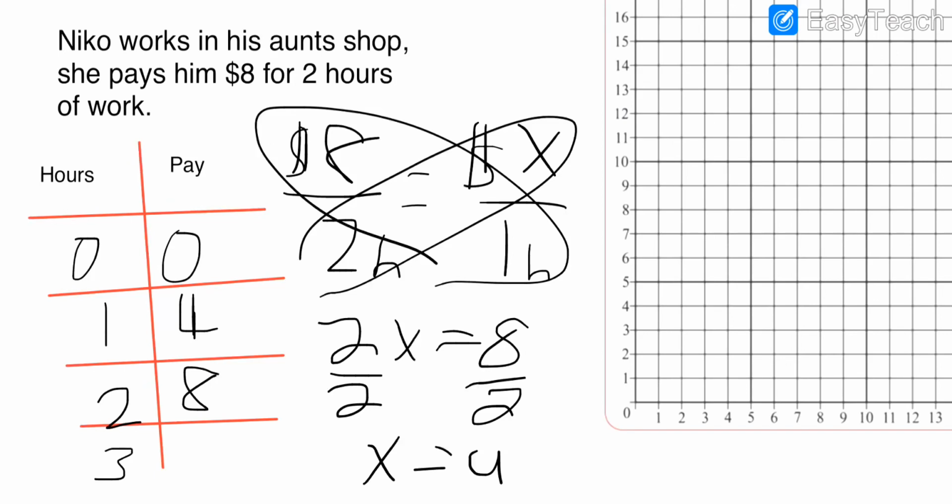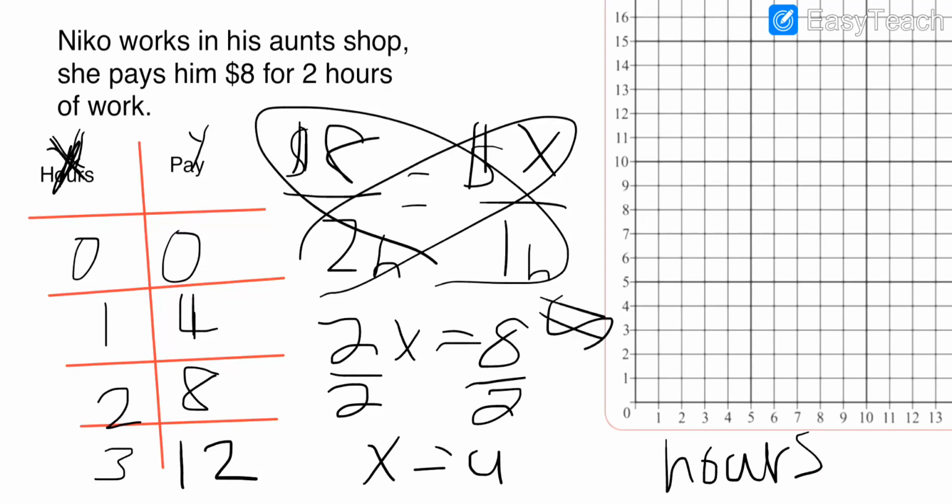Okay, so if I work 0 hours, I make 0 pay. 1 hour, I make $4. 2 hours, I make $8. How much money should I make after 3 hours? If you said 12, you are correct. Okay, so what's awesome about this table is that this is actually our x and our y coordinates. So our hours would go down here on the x-axis, and our money would go on the y-axis because it is dependent upon how many hours we work.